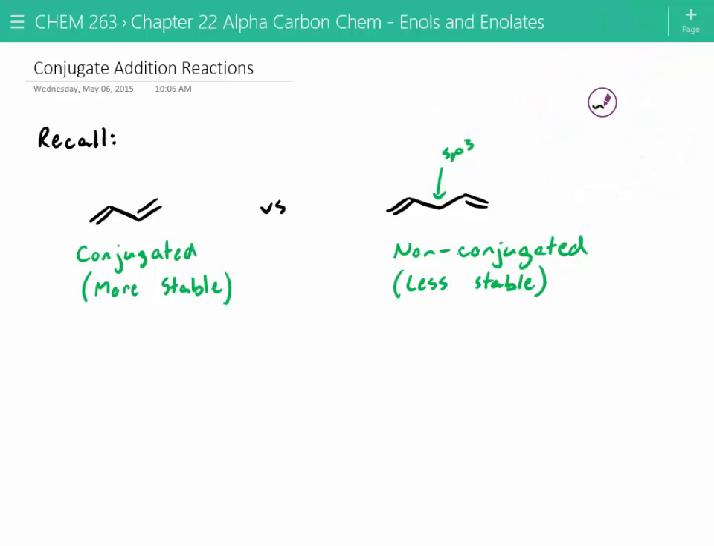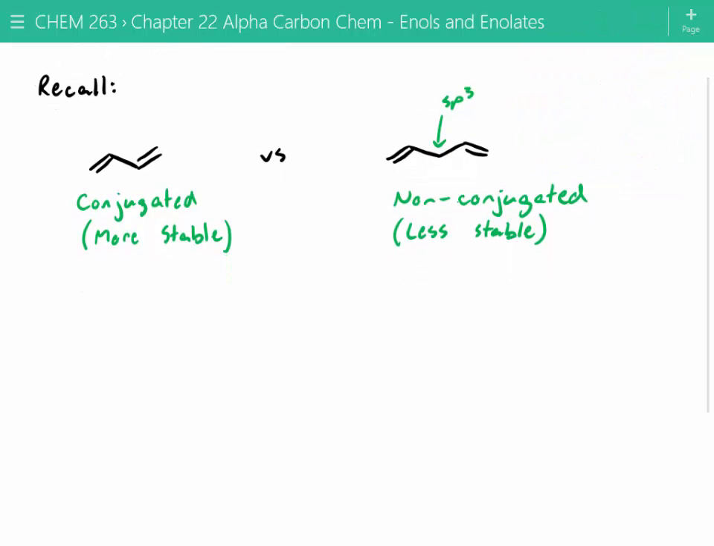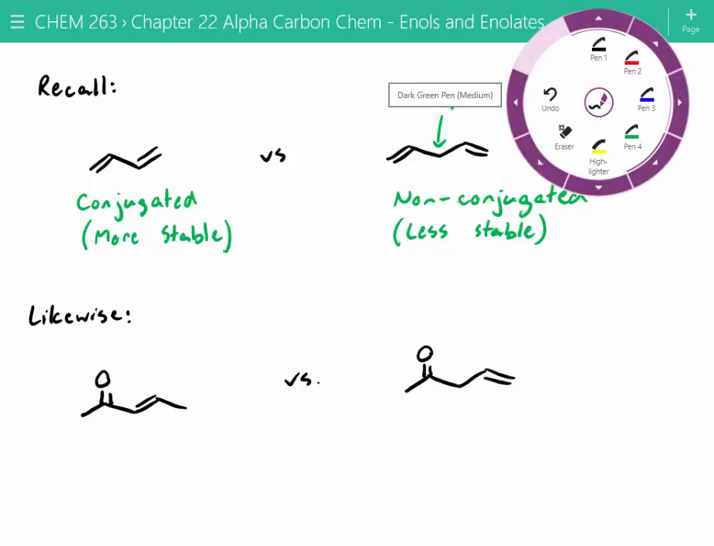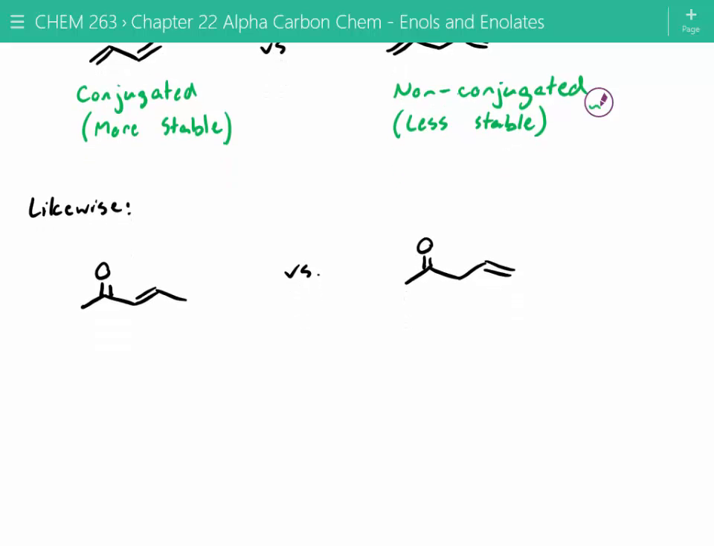And we went over a bunch of reactivities for these. We can also pair this up to what we've been studying this term. We can look at alpha beta versus, I guess, beta gamma unsaturated ketones. Alpha beta unsaturated ketones are conjugated.